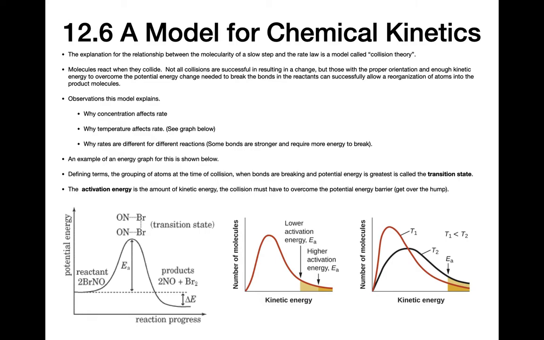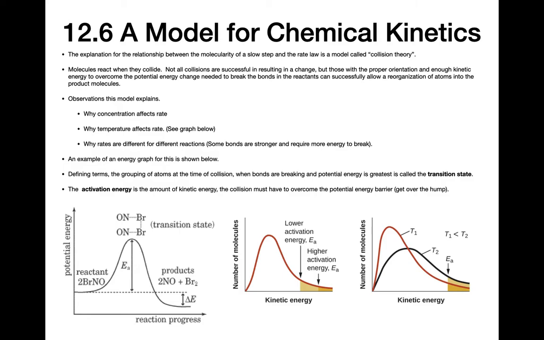Now, most collisions don't have enough energy to get over the activation energy hump. That's because most of the collisions are going to be molecules with too little kinetic energy. So let's remind ourselves, the Boltzmann distribution graph shows us how much energy the molecules have. And it shows us that some have very little, most are in the middle, and some are on the right at very high kinetic energies.